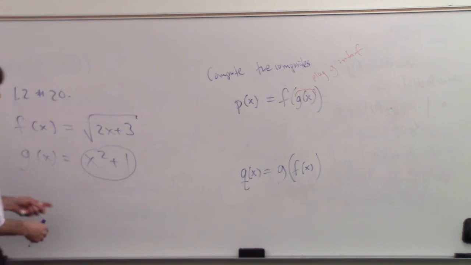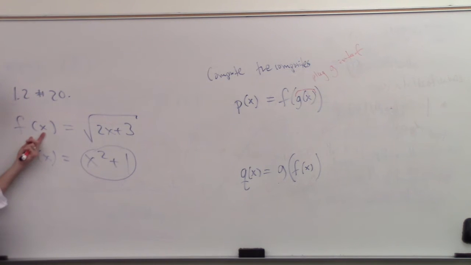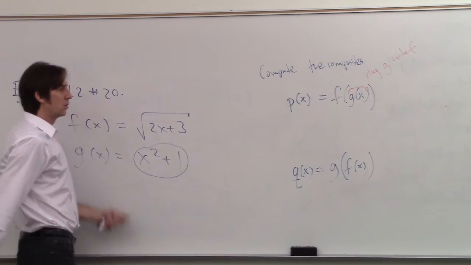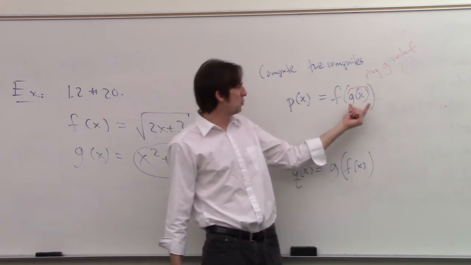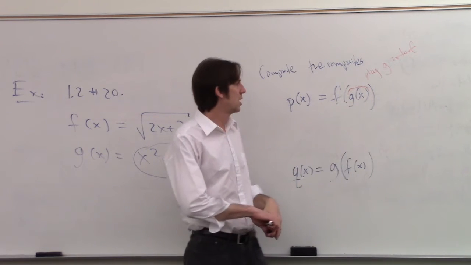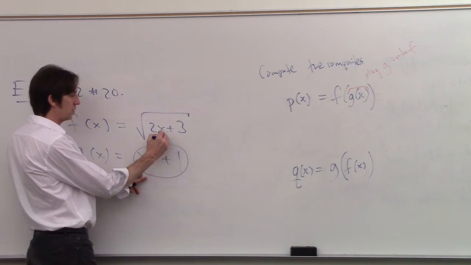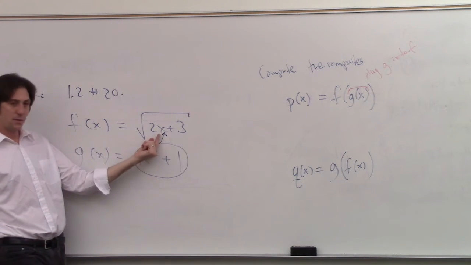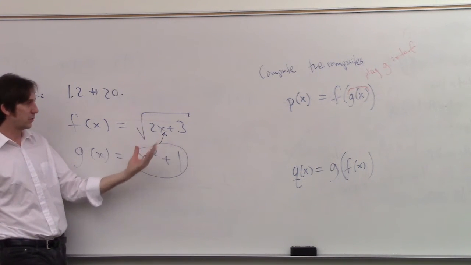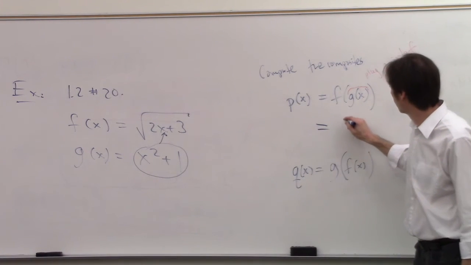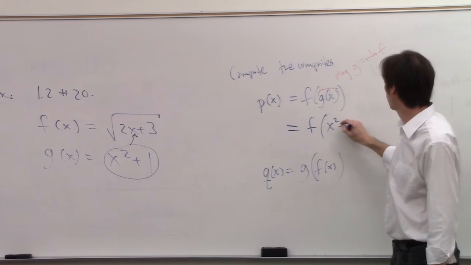What does plugging into f mean? If I were to plug a number into f, I would replace this x and this x with whatever that number was. This time I'm not really plugging in a number, but I'm plugging in g of x. And so what is this going to look like? It's going to take x squared plus 1 and plug it into the f formula wherever I have an x. In other words, this is f of x squared plus 1.